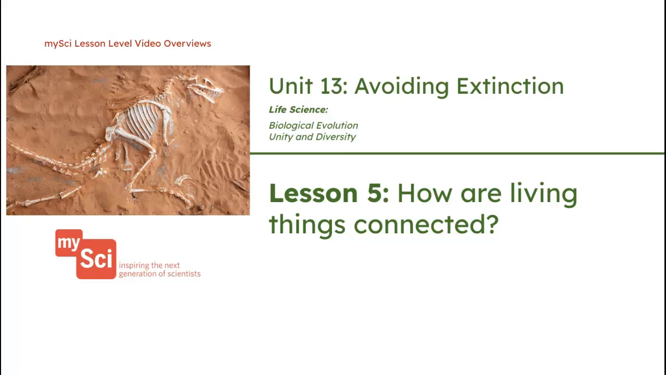Welcome to Lesson 5 in Unit 13, Avoiding Extinction. In this lesson, students will work to answer the question, how are living things connected? In this lesson, students are introduced to the anchoring problem of the modern prairie chicken facing extinction.